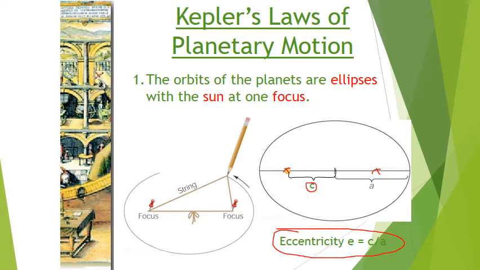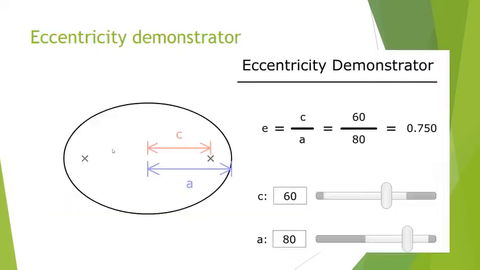And to describe the eccentricity of an ellipse, you divide the C value by the A value, and it gives you the eccentricity. Now, when your focus is right in the center, and the C value is 0, you have a perfect circle. So an ellipse that has an eccentricity of 0 is a perfect circle. The larger your eccentricity value, the more out of round your ellipse is.